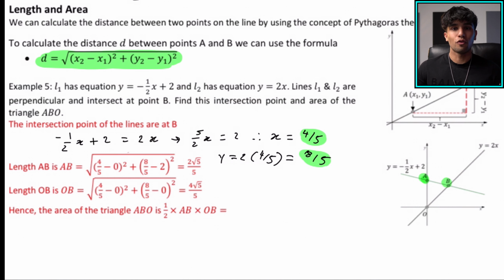And we get 4√5/5. Hence, the area of our triangle ABO is equal to half of the length of AB times by the length of OB, which works out to be just half times 2√5/5 times by 4√5/5, and that gives us our final answer of 4/5, or 0.8. That's really all that you guys need to answer any type of distance related graph question.